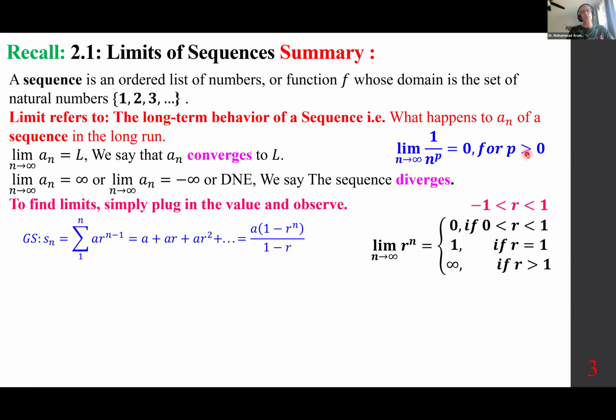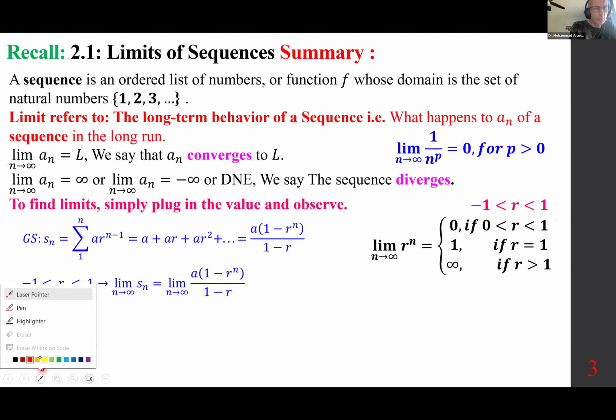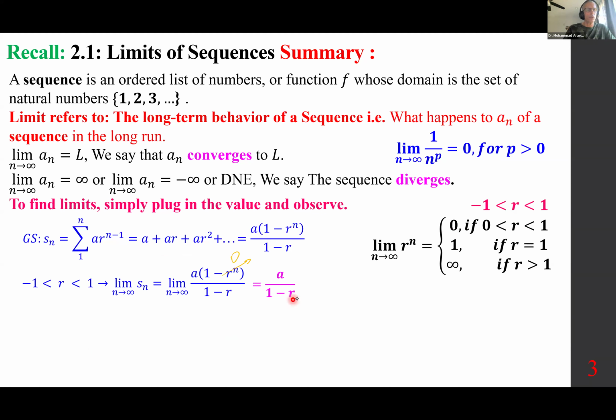A geometric sequence becomes a geometric series when we add them up. So S sub n represents the sum, summation of ar to the power of n minus 1 from 1 to n. This is the sigma summation sign. A plus ar plus ar squared all the way to ar to the n. And we have shown that it's a times 1 minus r to the power of n over 1 minus r. If r is between negative 1 and 1, then r to the power of n goes to 0, and therefore the sum becomes a over 1 minus r.